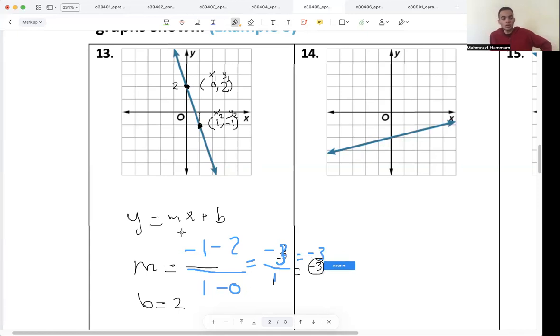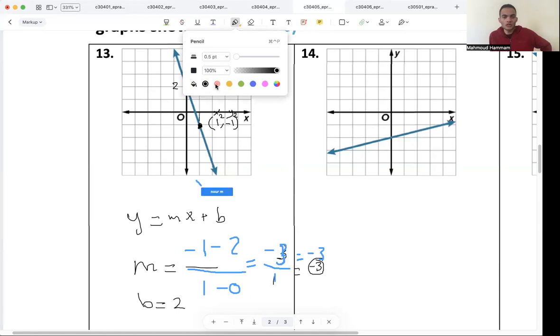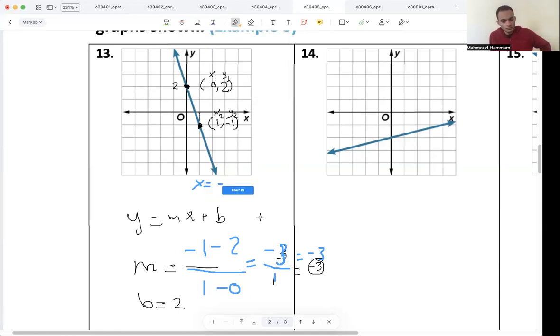So my slope is equal to -3. And the b is 2. So now I can write my equation. y equals -3x plus 2. Excellent. So this is my equation. The m here is -3, and the b here, the y-intercept, is 2. I will just write them as an equation: y equals -3x plus 2.